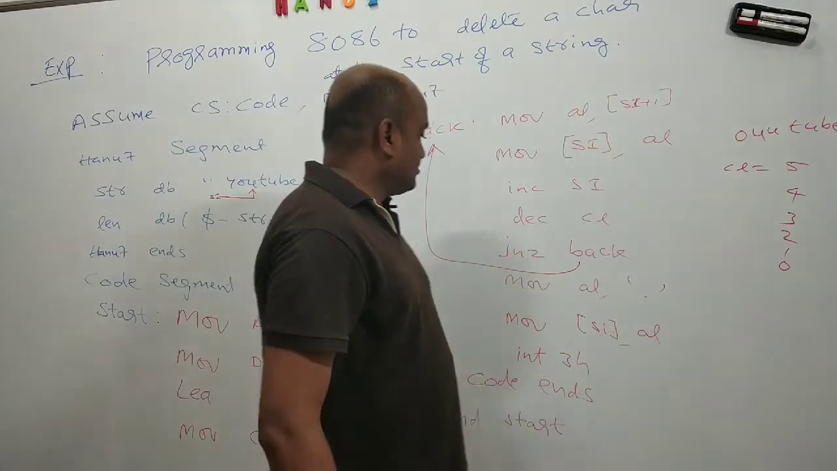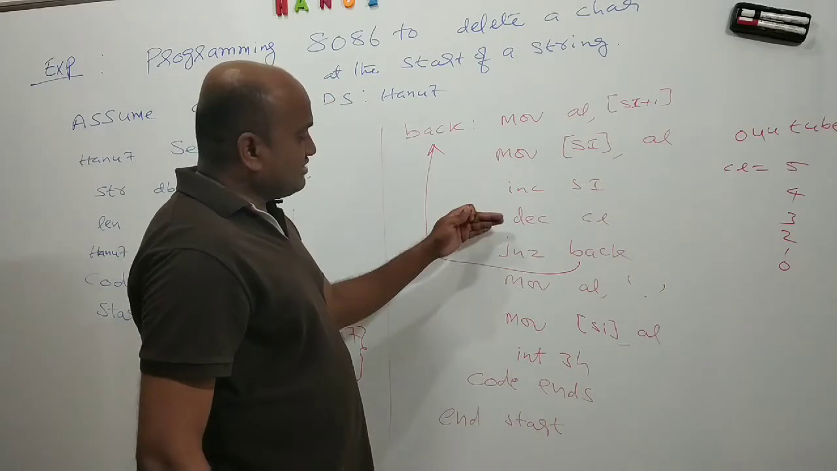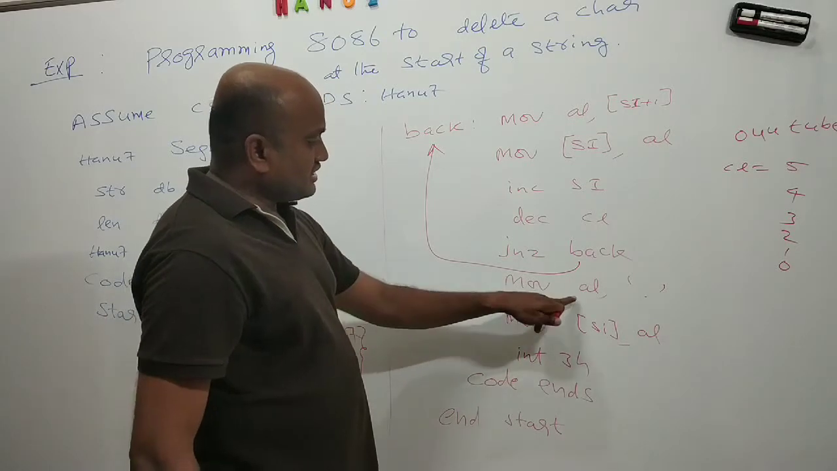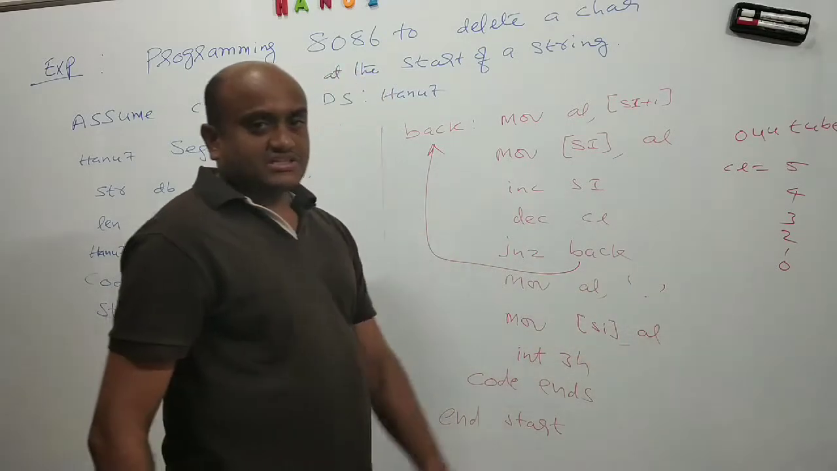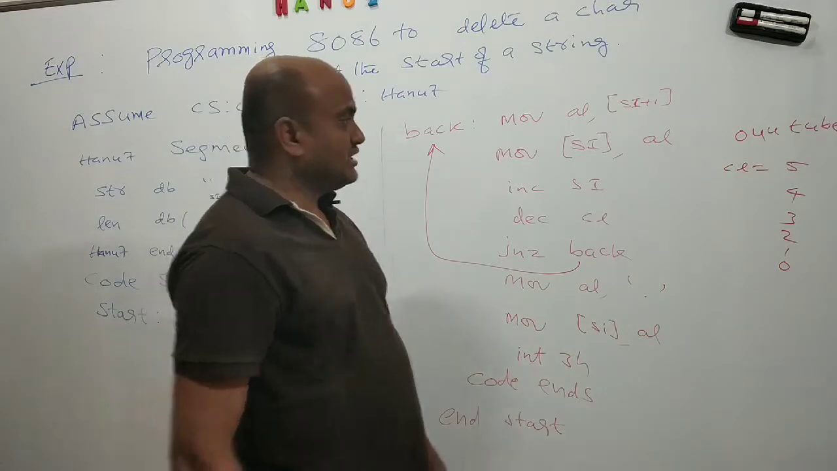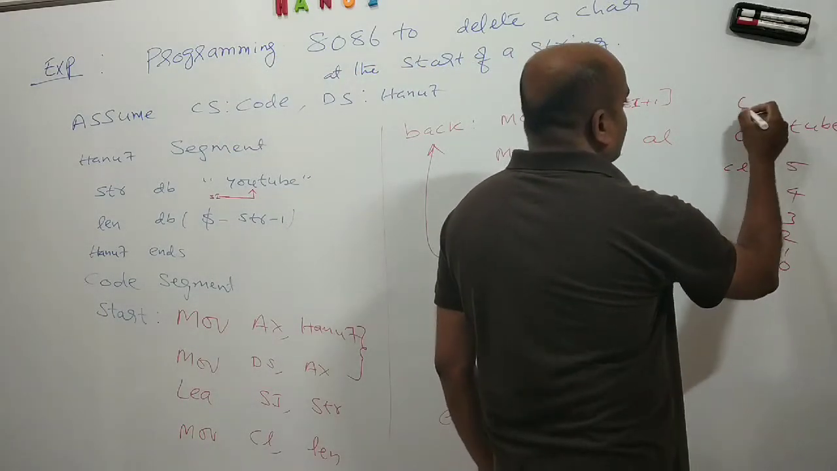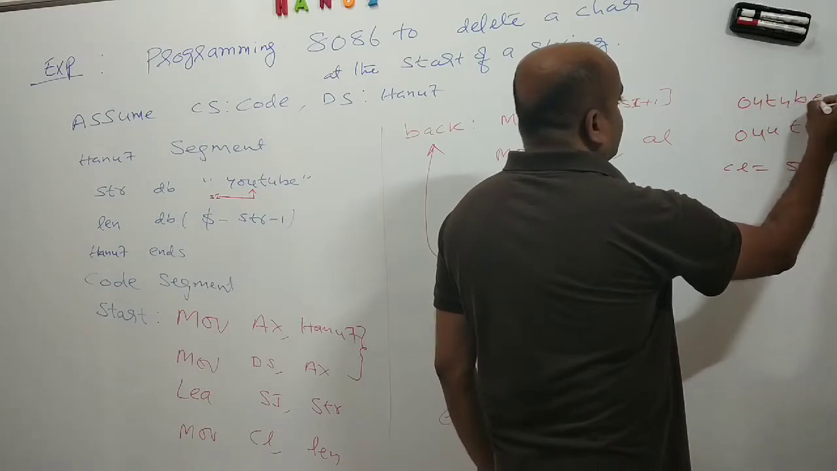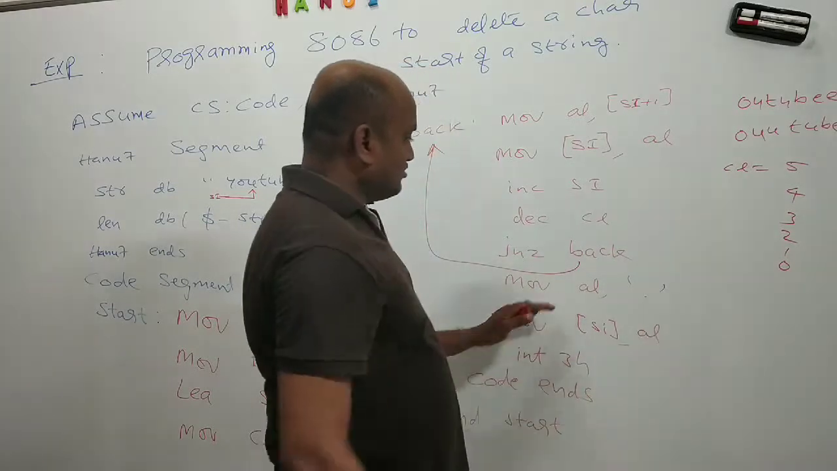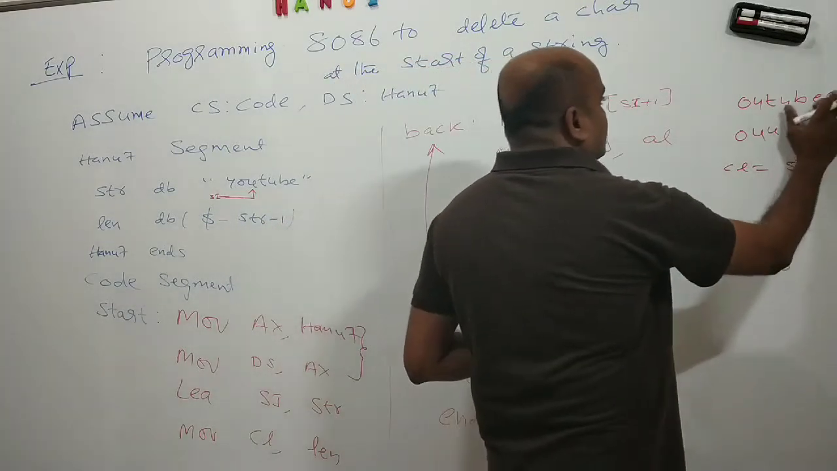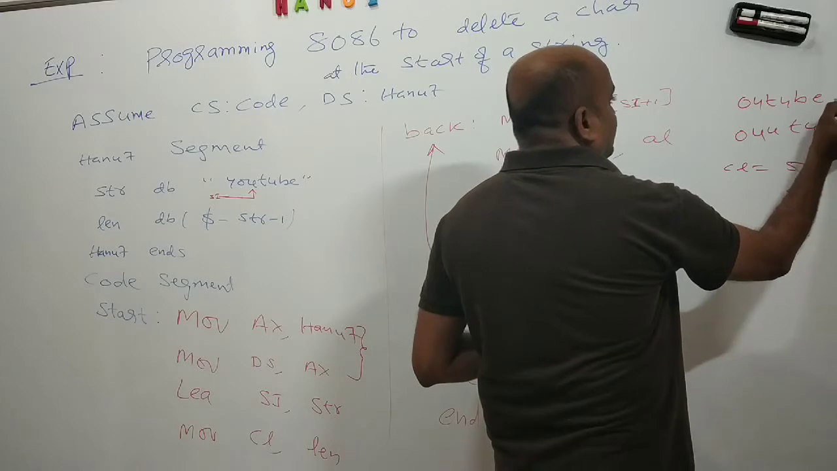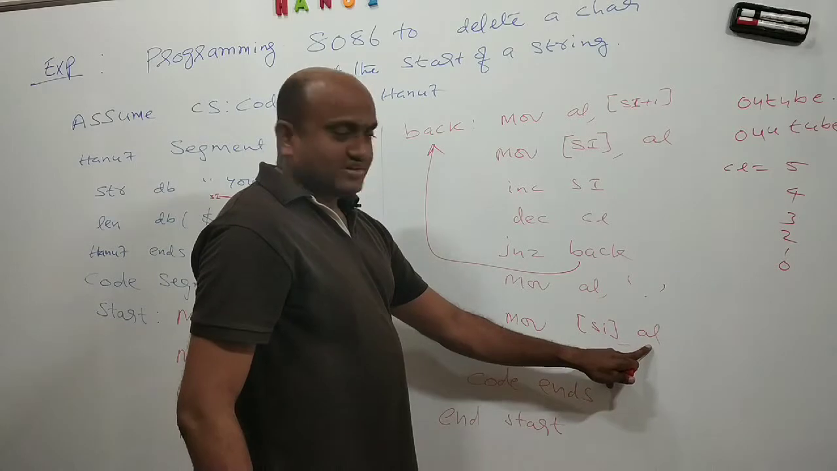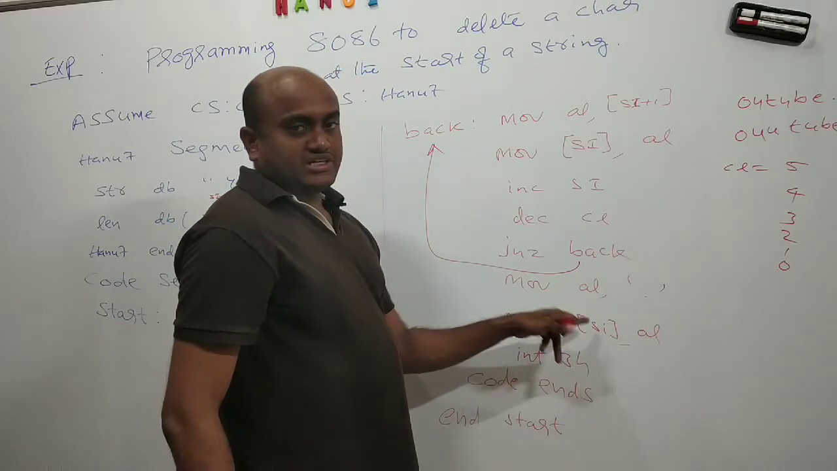When it becomes 0, it will come out of the loop, and immediately after coming out of the loop, what I am doing here, I am moving AL comma a special character, dot. That means whenever I get the output like this, O U T U B E E, it is coming out of the loop, and I am replacing this last character where SI is pointing with a dot. That I am doing here. First I am copying the dot into AL, and from AL I am copying the dot into the content of SI.